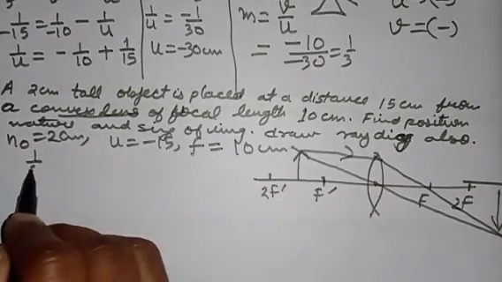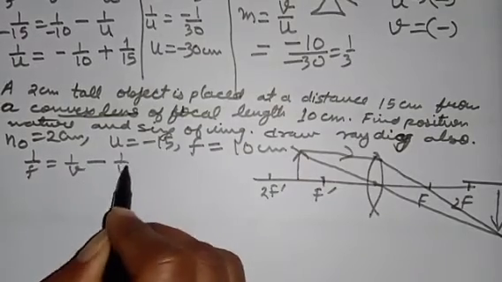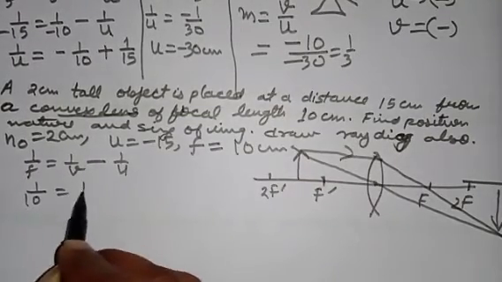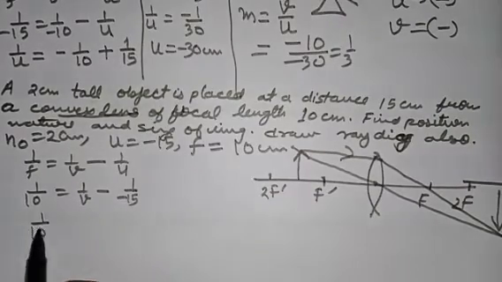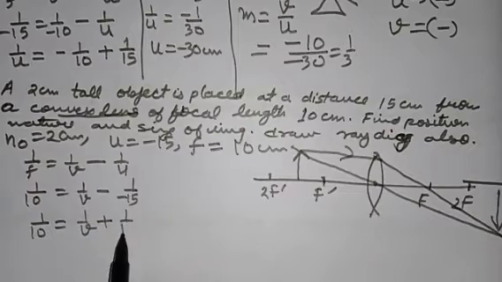So now 1 upon f equal to 1 upon v minus 1 upon u. So 1 upon 10 is equal to 1 upon v minus 1 upon minus 15. Minus minus will get positive. So plus 1 upon 15.